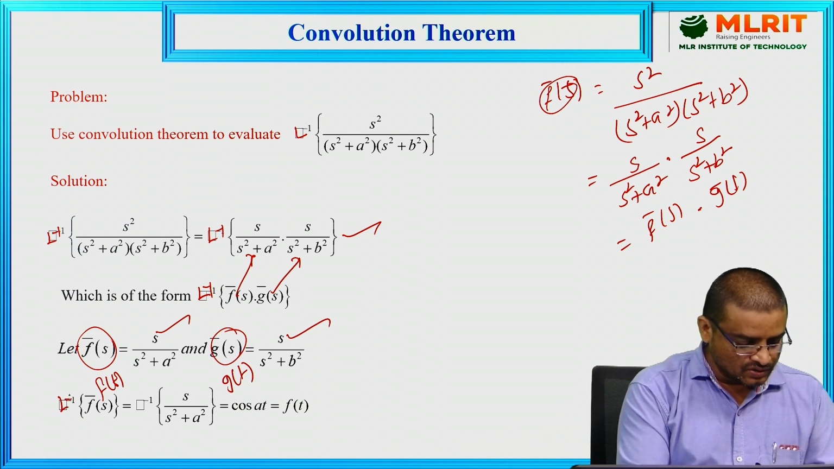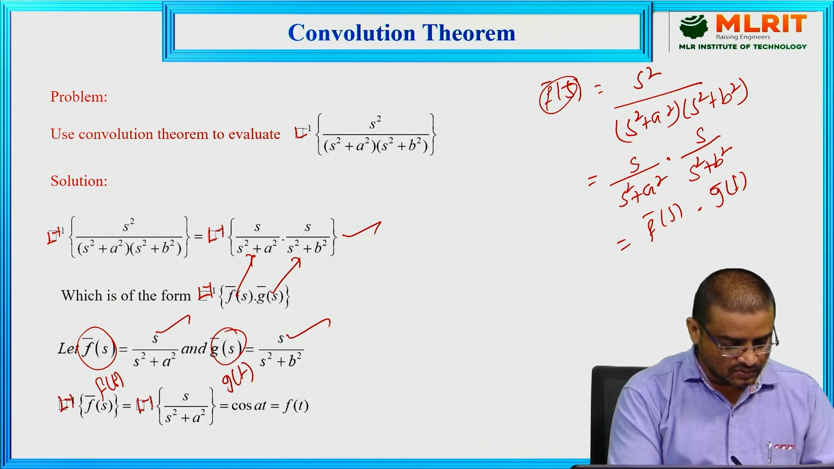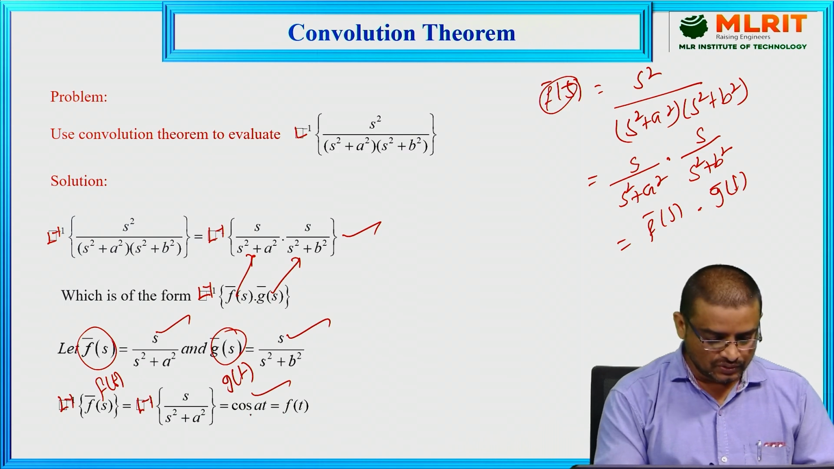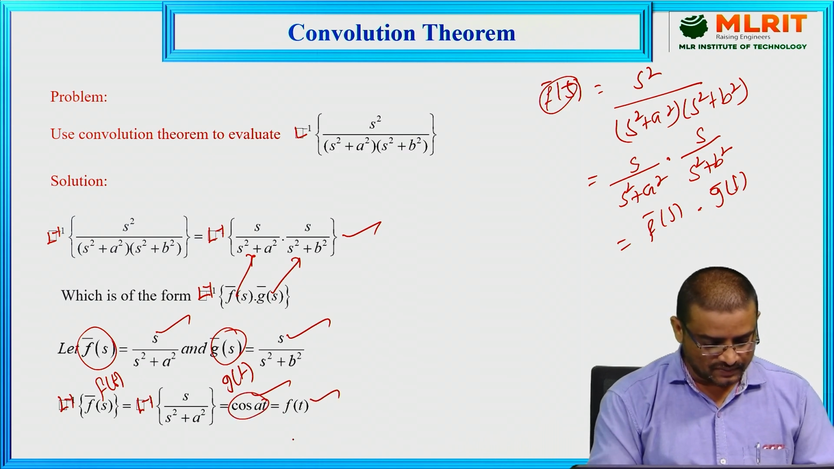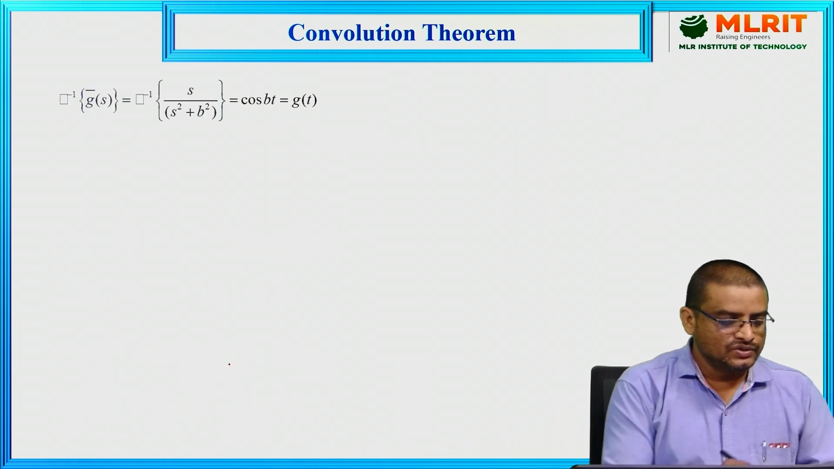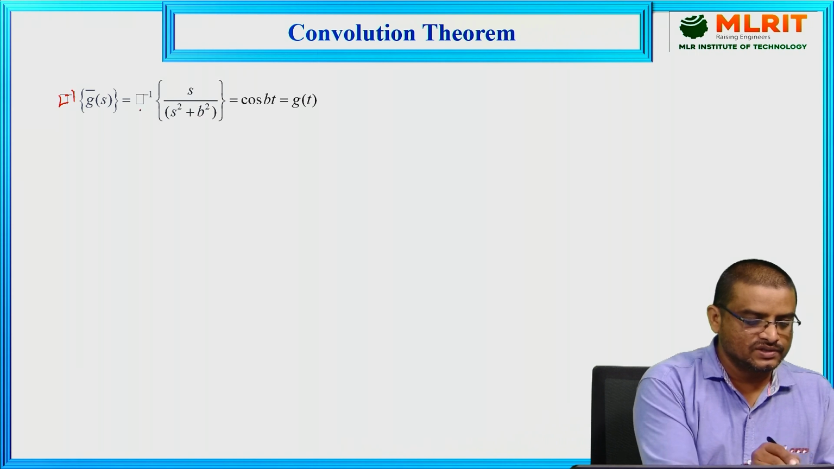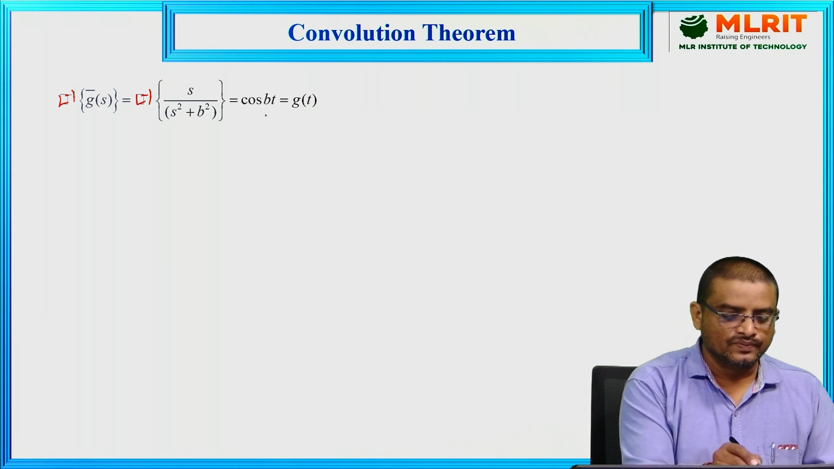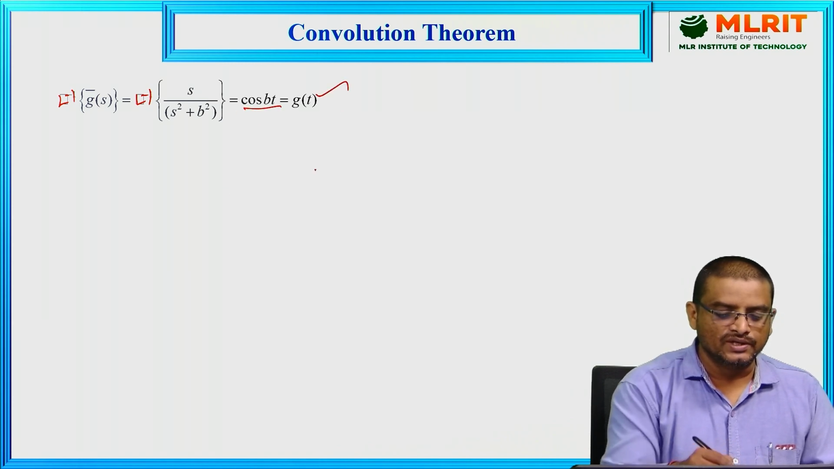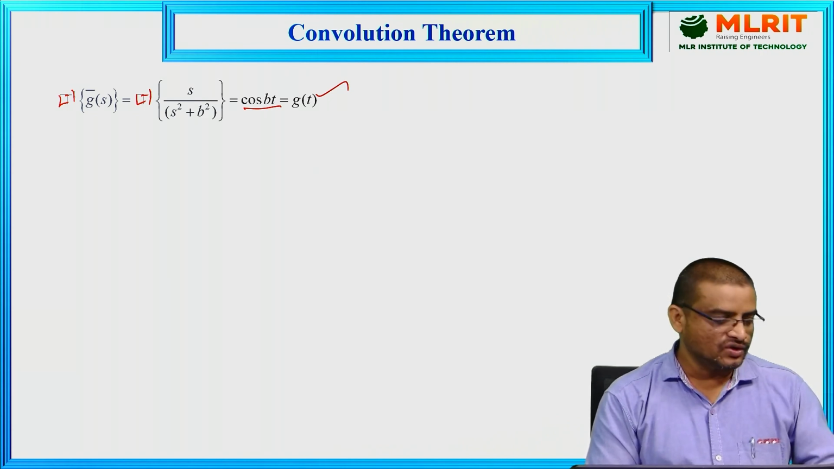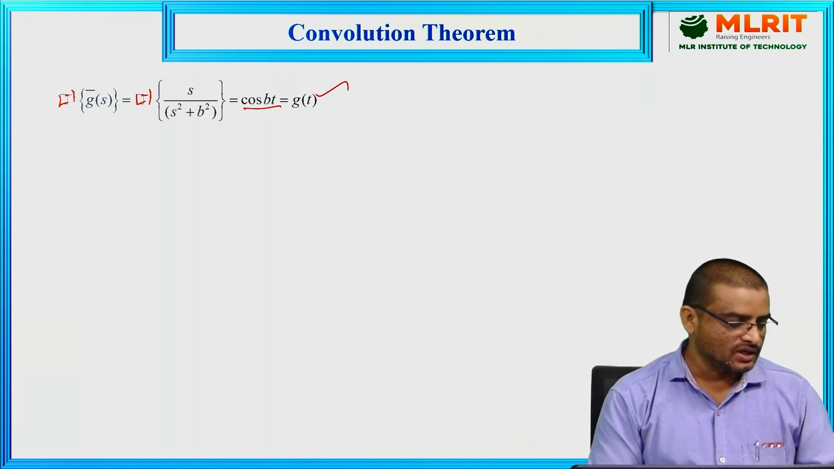So L inverse of f bar of s is equal to L inverse of s by s square plus a square. We have the formula, cos at. Consider this cos at as f of t. Similarly for g bar of s, L inverse of g bar of s is equal to L inverse of s by s square plus b square, that is cos bt. Consider this as g of t. Now we got both f of t and g of t, and we are ready to apply the convolution theorem.